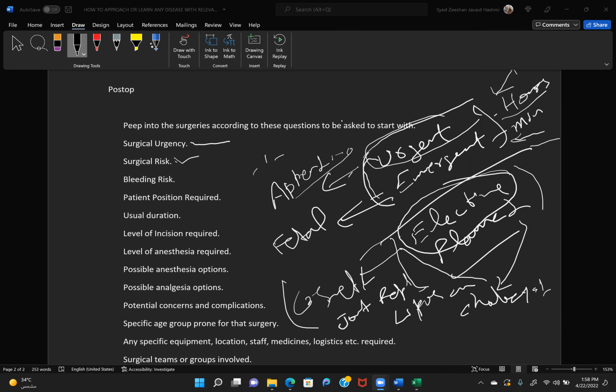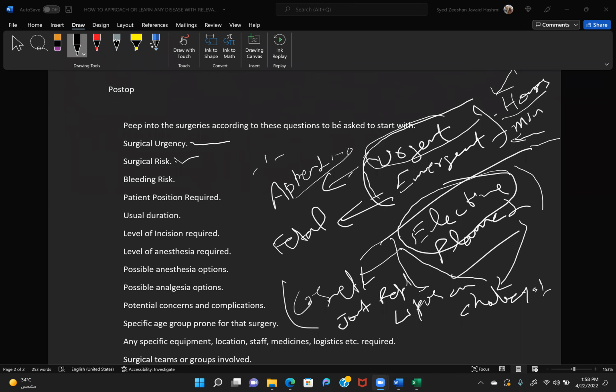So now the task is that I will show you a possible list of the surgeries, and please try to prepare yourself. For the common 15-20 surgeries which may be asked in the exam, you should know usually what is the urgency, what is the surgical risk, what is the bleeding risk, any position required. That's what I have written. What is the usual duration? What is the level of incision required? What is the anesthesia option, analgesia options? What are the critical steps in that surgery?